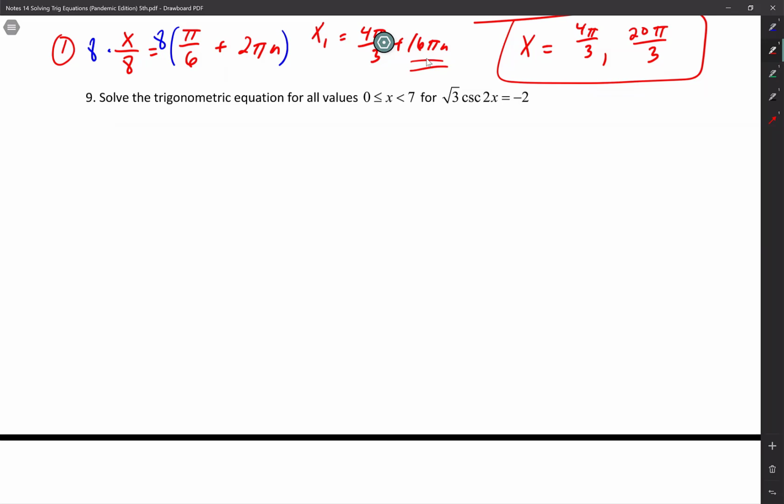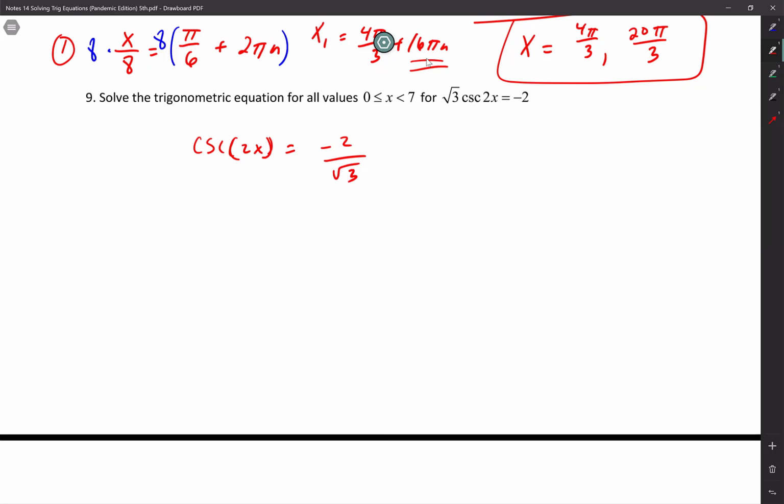So here we go. So all the values between 0 and 7, square root of 3 cosecant 2x equals -2. So what you want to do is go ahead and divide by square root of 3. So you're going to have cosecant 2x equals -2 divided by square root of 3. And what do you think, Malaya Pena, that we're going to do after I get it to here?